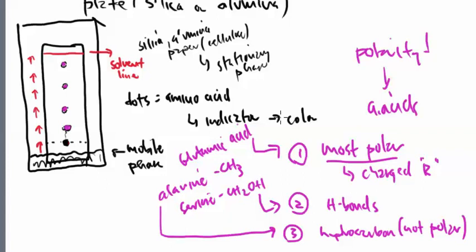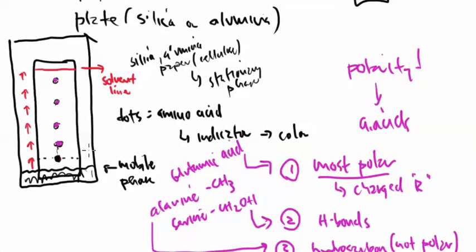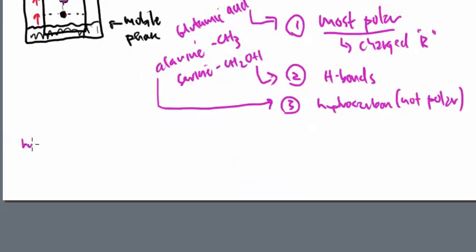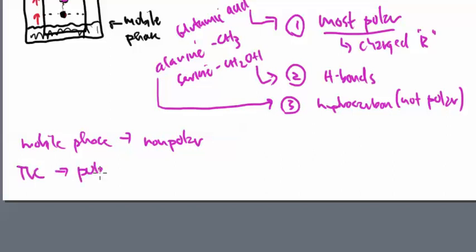So that's the first thing that you've got to do when you look at TLC and try to figure out why these things moved the distances that they did. You've got to rank polarity first. Electronegativity will also help you out with this. What we show is that in a TLC chamber, we've got a mobile phase typically, and the mobile phase is for the most part non-polar.